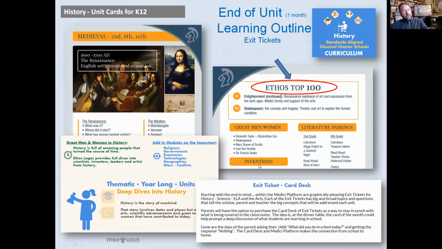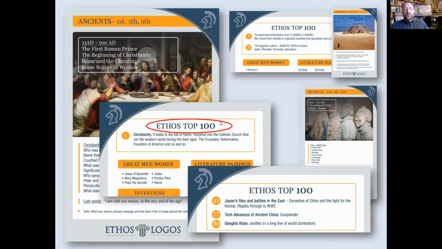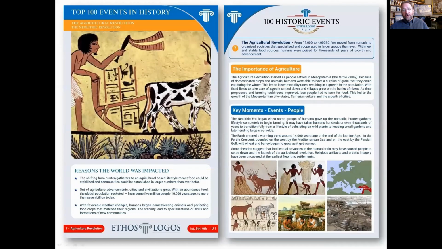On the back of the cards, the history cards, because again, that's the beginning of everything, I talk about those top 100 events. In this particular unit, which looks like the Renaissance, two of the top 100 events occur. There's always going to be one, sometimes up to 5 or 6. And what we do is we then create a whole series of these cards.